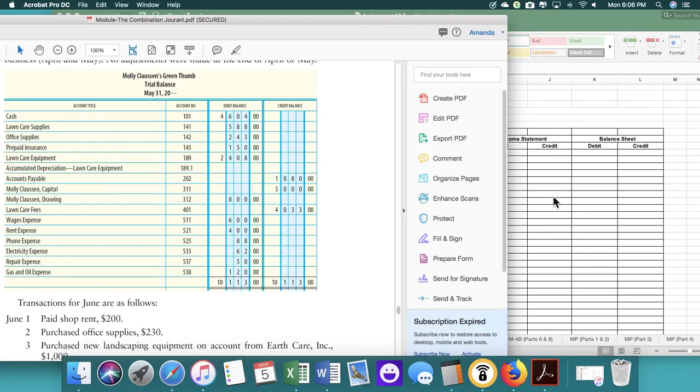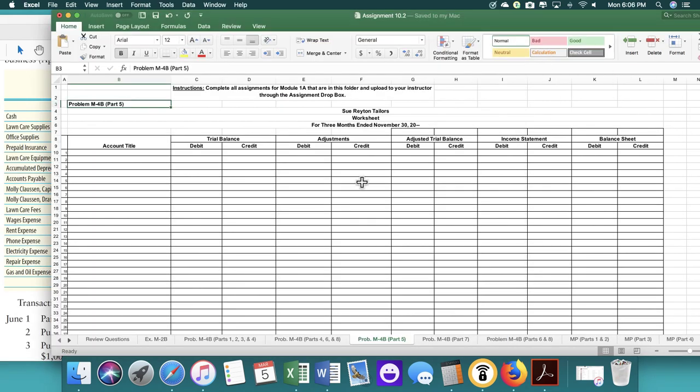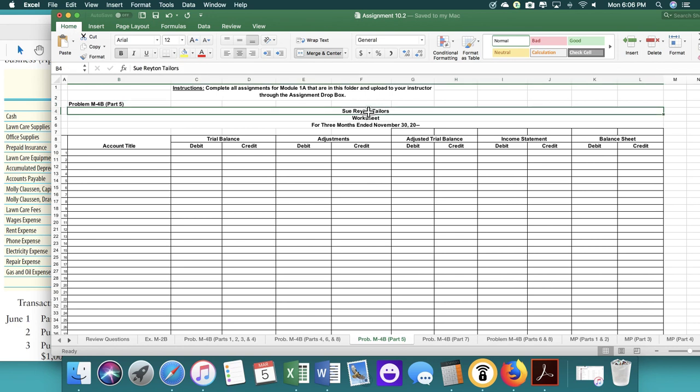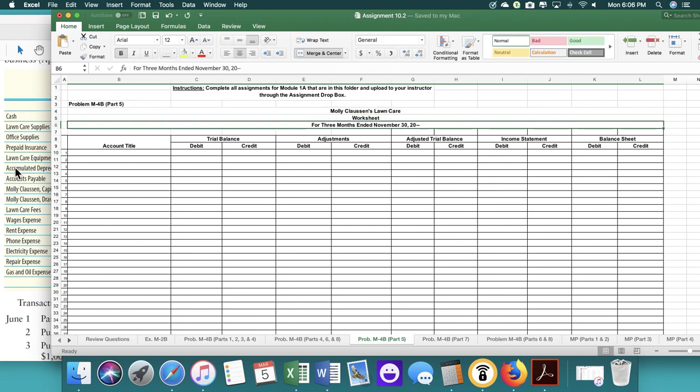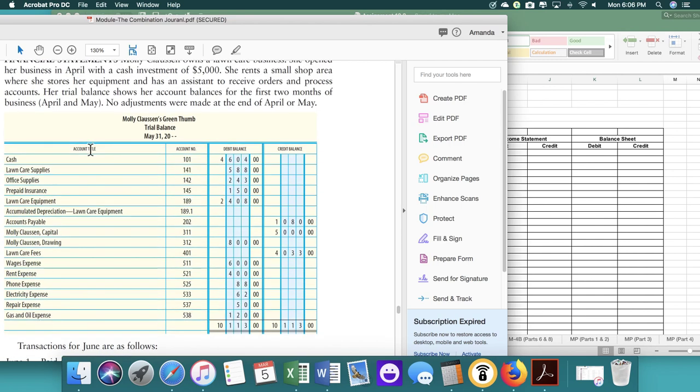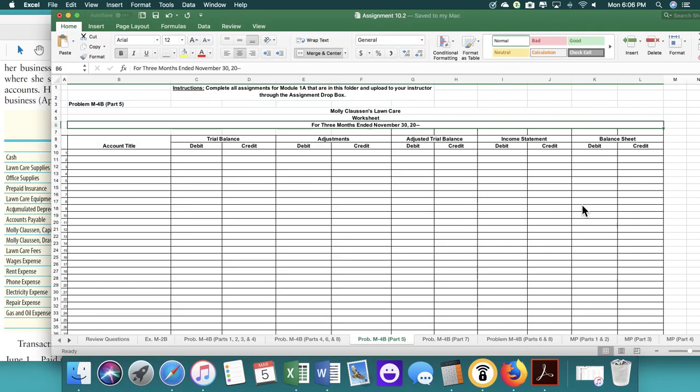Okay, so like I previously mentioned, part 5 is getting the 10-column worksheet completed, and I did not change this information. So this is for 3 weeks ending June 30th instead of November 30th.